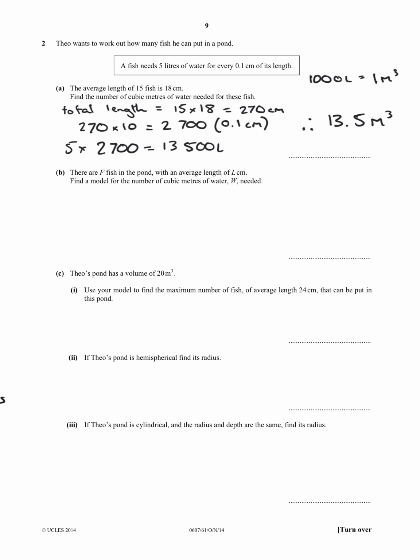There are F fish in the pond with an average length of L. Find a model for the number of cubic metres of water W needed. Right, so this is going through the whole process that we've done. Let's just go through what we did previously. So we did F fish. To my F, what did I do? To my F is 15. Average length L, well, I multiplied them together. So let's write that out. FL.